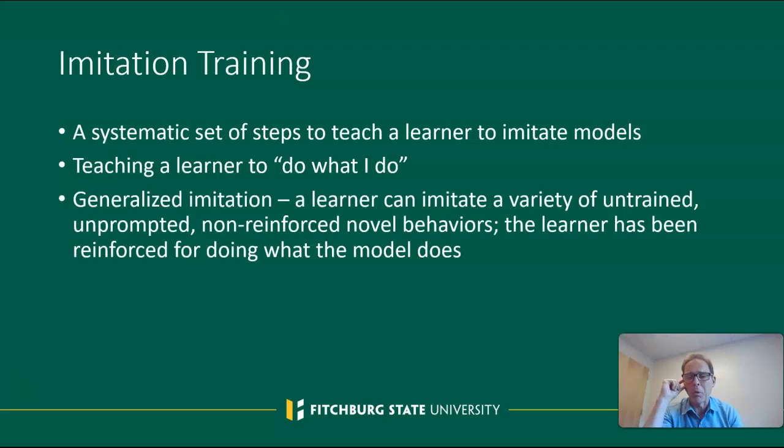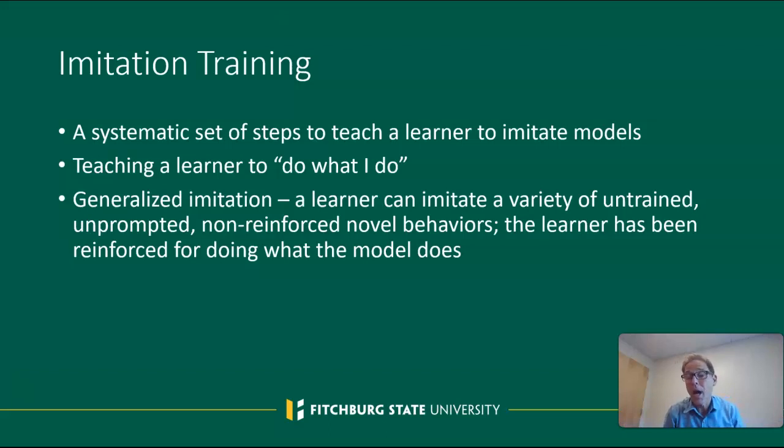And ultimately, what we're really looking for with imitation training is not for the learner to be able to imitate one thing. We're looking for generalized imitation, where a learner can imitate a variety of untrained, unprompted, non-reinforced novel behaviors. The learner has basically been reinforced for doing what the model does. And so that forms a stimulus class that, oh, my behavior is doing what the model did, and I get reinforced for doing that.